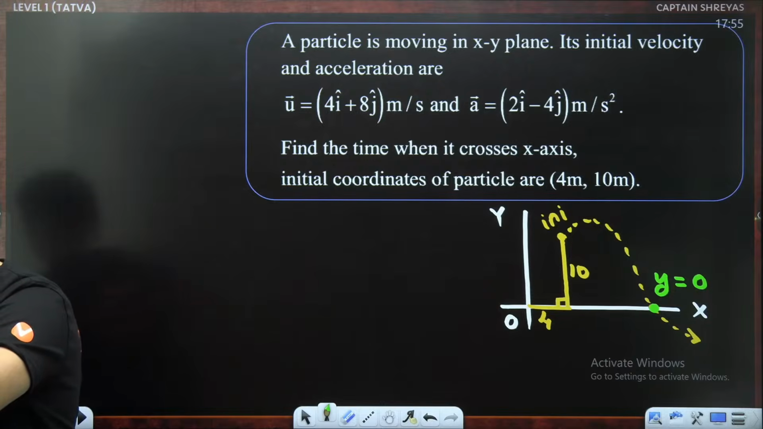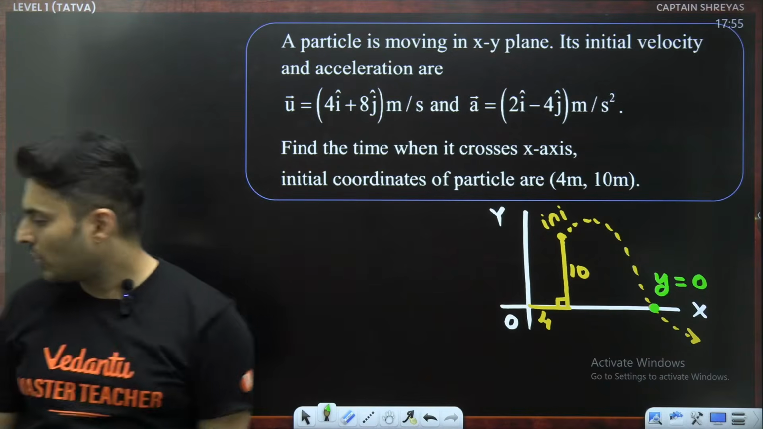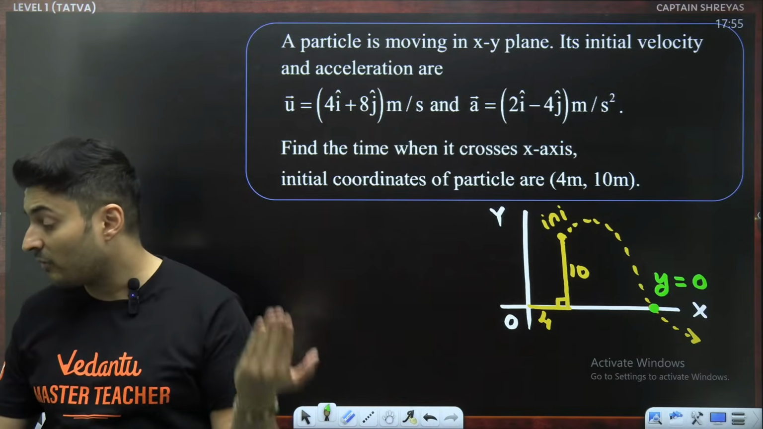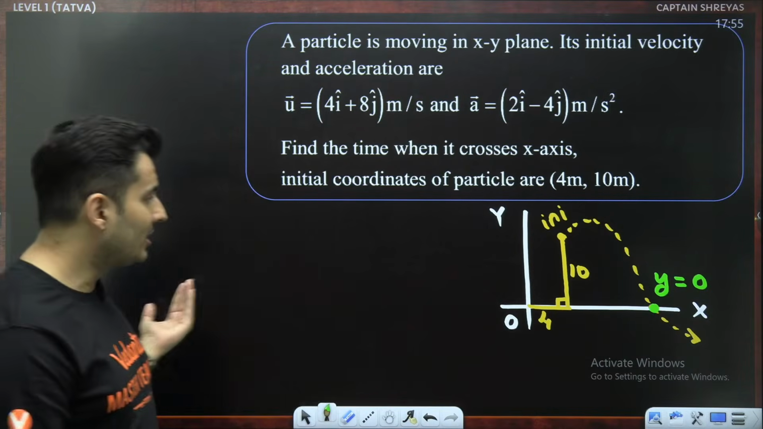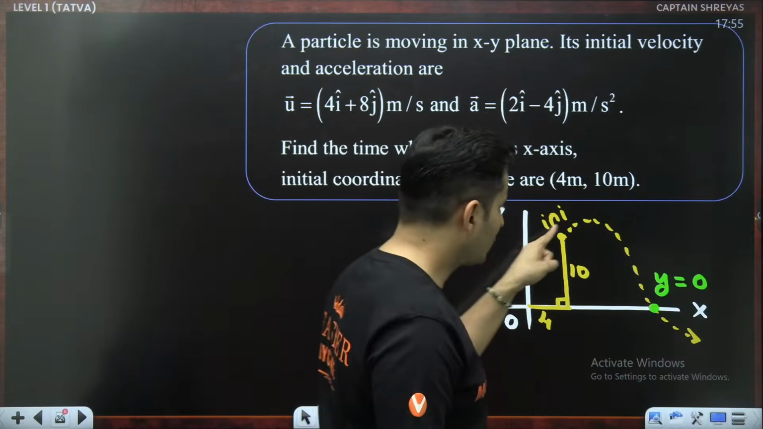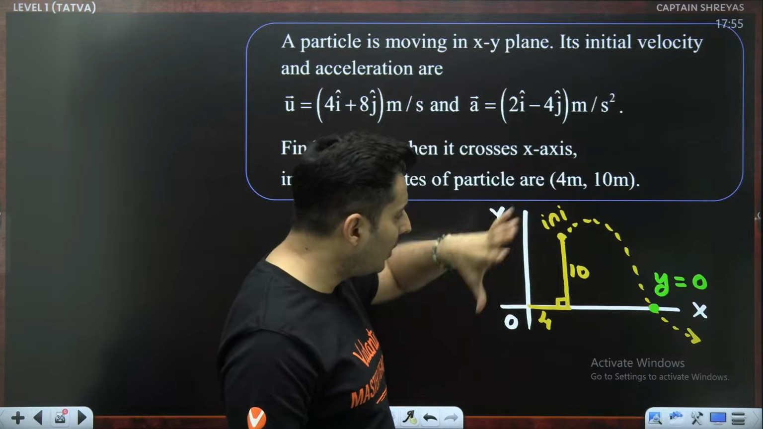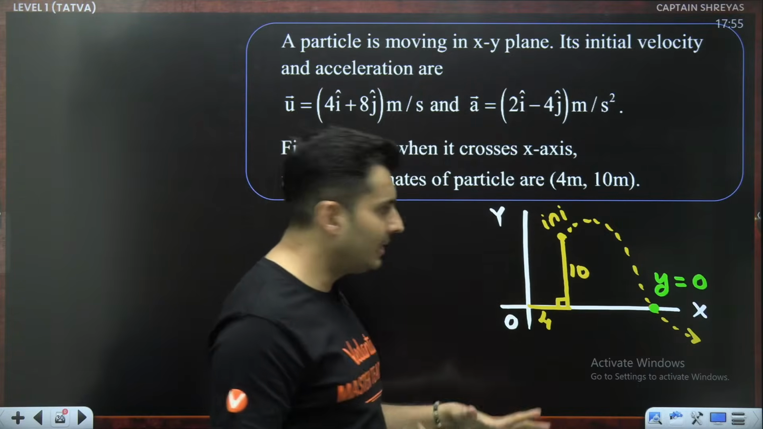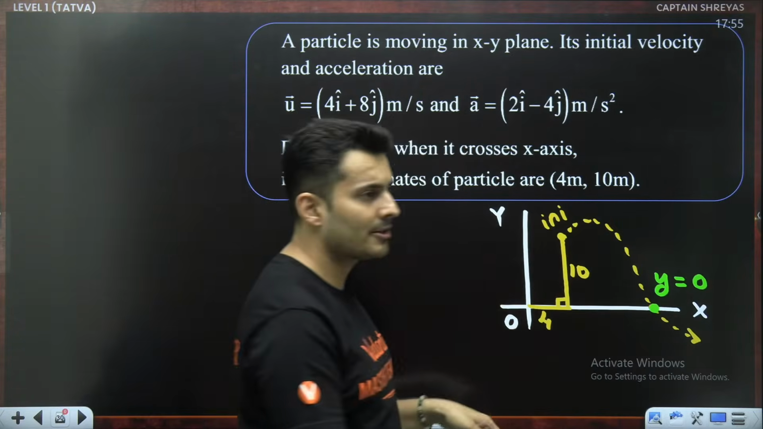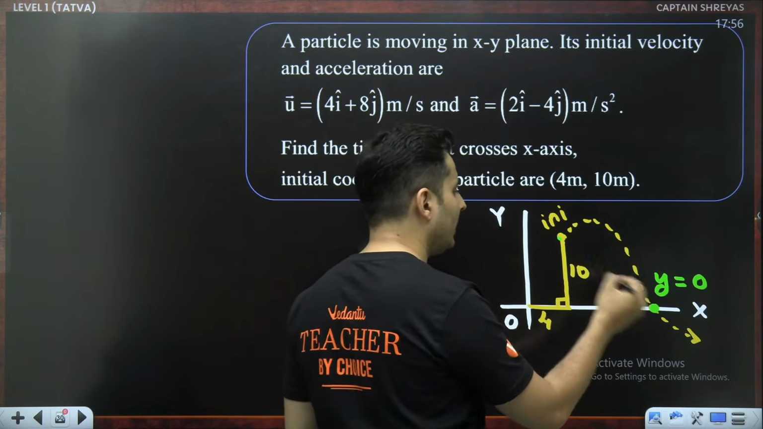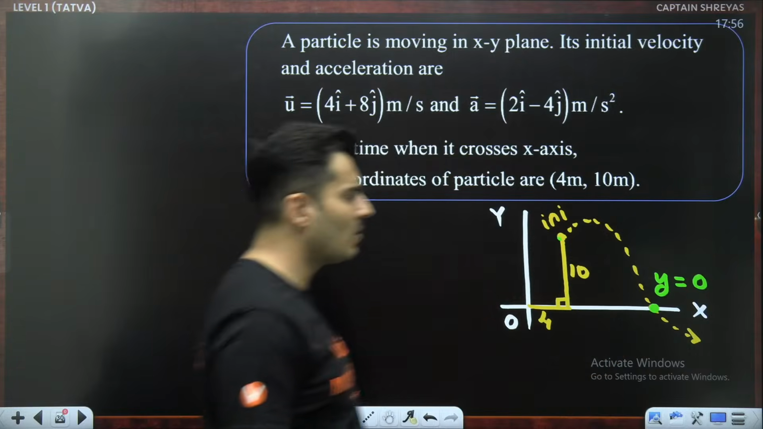We don't have to integrate right now. Its initial velocity and acceleration are given. Find the time when it crosses. So the question is basically to find the time. It crosses the x-axis, so the y coordinate is 0. The whole problem now revolves around the y direction. Just ignore the x direction for a moment. Initial y coordinate is 10, final y coordinate is 0.